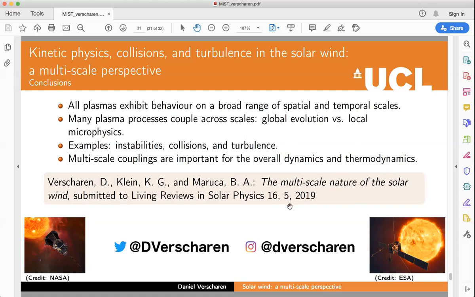I'll close with these two pictures of Parker Solar Probe and Solar Orbiter, because both missions can now really measure detailed small-scale processes, and with their very special, very interesting orbits, measure them over a wide range of global scales in the solar wind. Hopefully they will help us bring this multi-scale perspective together, so that we understand the thermodynamics of these processes in the solar wind. Thank you very much.